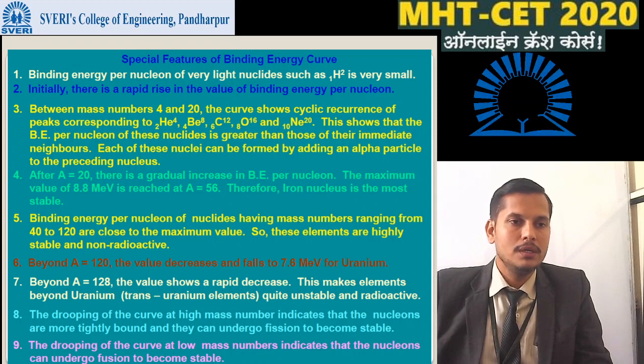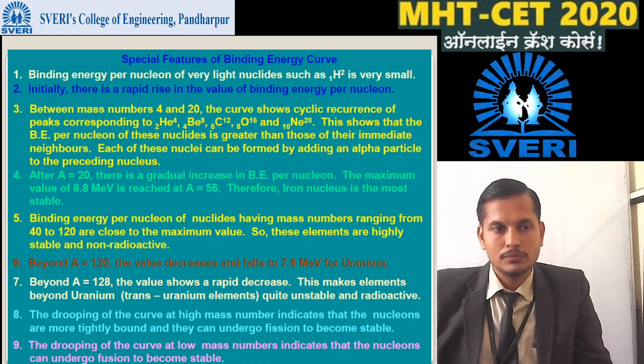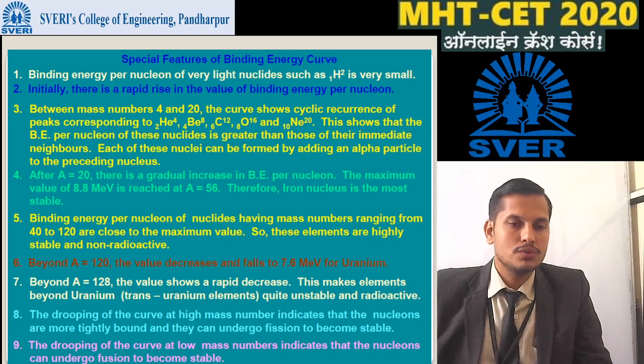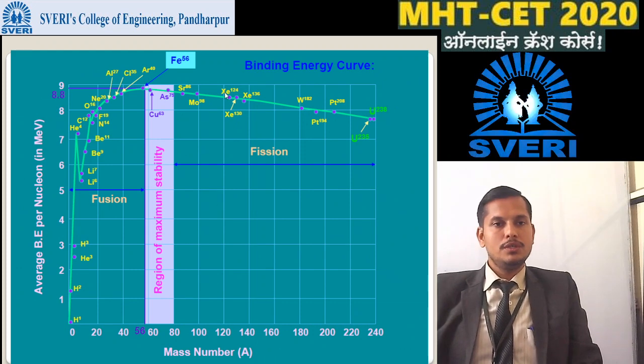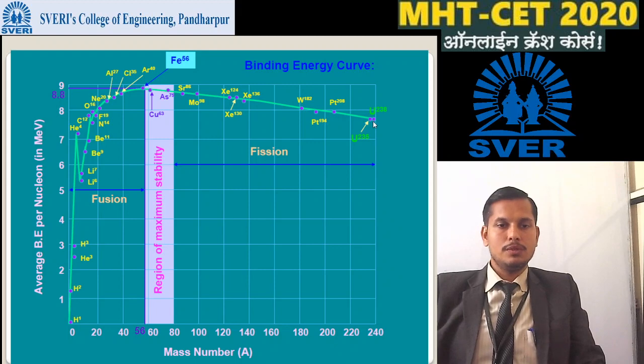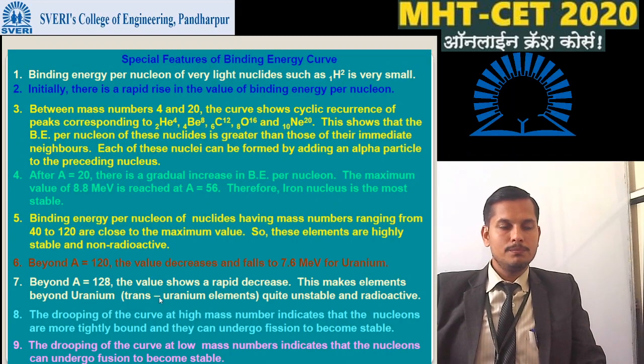After value 20, there is a gradual increase in binding energy per nucleon. The maximum value of 8.8 million electron volt is reached at A equal to 56. Therefore, the iron nucleus is the most stable. Next point: binding energy per nucleon of nuclides having mass numbers ranging from 40 to 120 are close to the maximum value. So these elements are highly stable and non-radioactive. Beyond 120, the value decreases and falls to 7.6 million electron volt for uranium. Beyond the value 128, the value shows a rapid decrease. This makes elements beyond uranium quite unstable and radioactive.